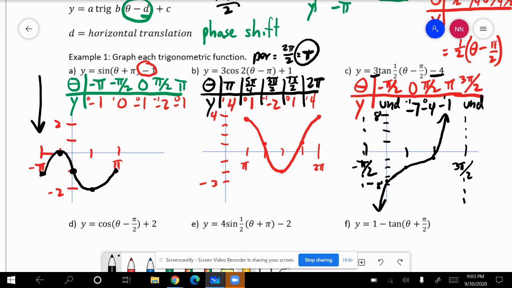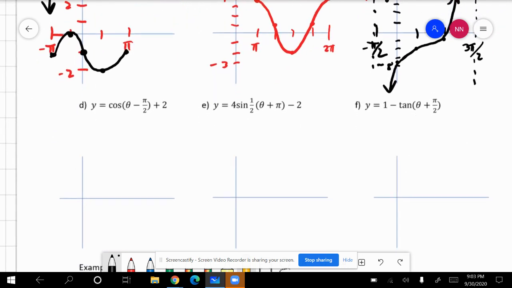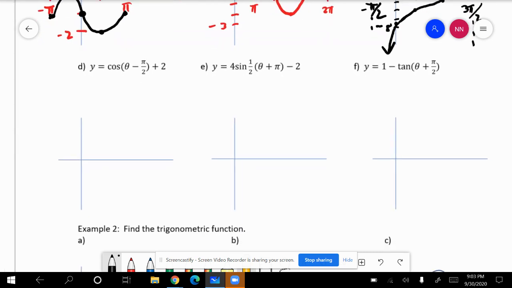Okay, let's look at the next one. With the next one, we don't have a period, so it's a little bit easier. We're going to add pi halves to each of our values. So remember that our first value for cosine is 0. If we add pi halves, we get pi halves. Our second one is pi halves. If we add pi halves, we get pi. Our third is pi. If we add pi halves, we get 3 pi over 2.